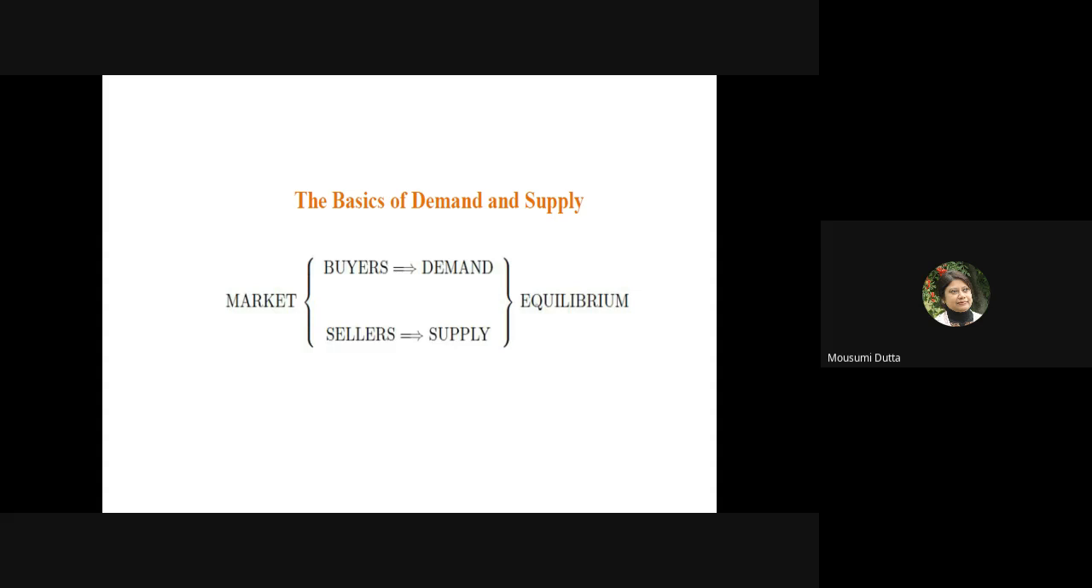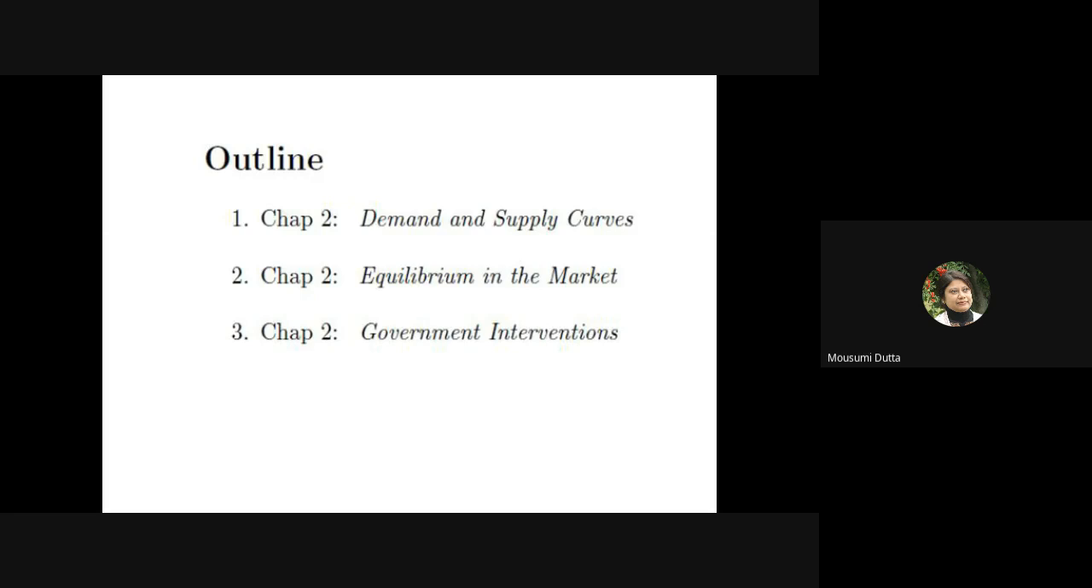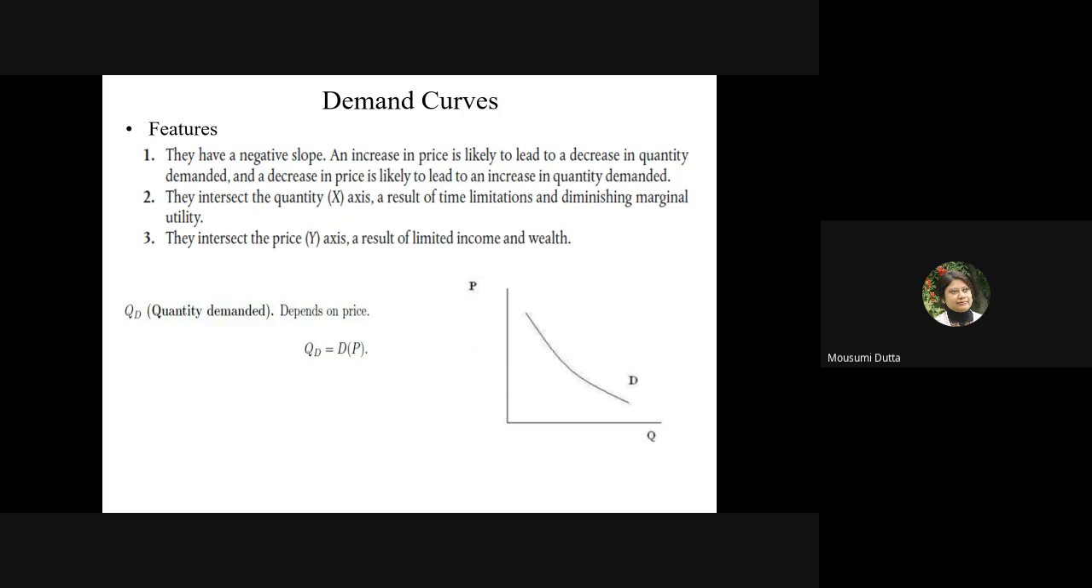So we need to learn about the demand curve, demand function, supply curve, supply function. What are the major determinants of demand? What are the major determinants of supply? We need to do all these things. And finally, how to combine these two concepts, introducing the notion of equilibrium. Those are the matters on which we will concentrate. So let's first start with the demand and supply curves.